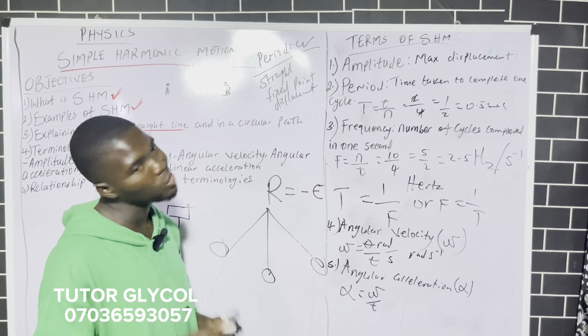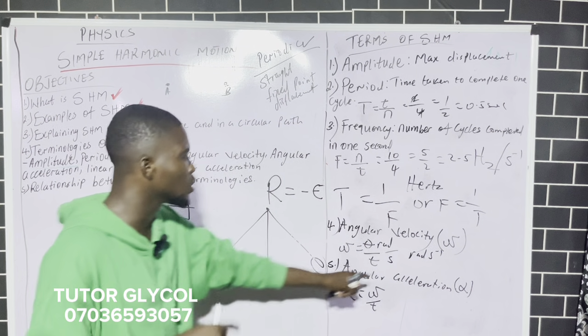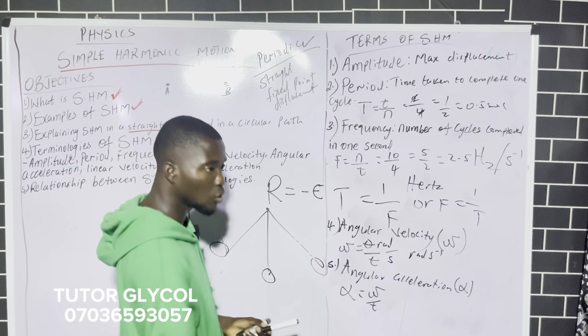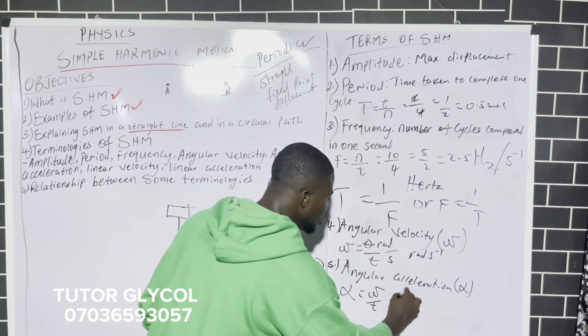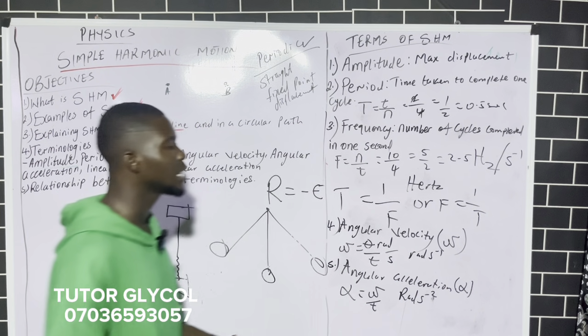Take note of unit. Very, very important. Physics, without unit, you don't know physics. Take note, radian per second. So angular acceleration is what? Radian per second square. Don't forget the unit too: radian per second square. Don't forget the unit.